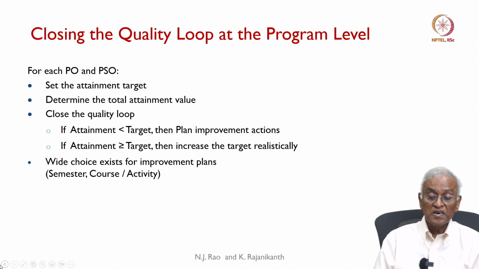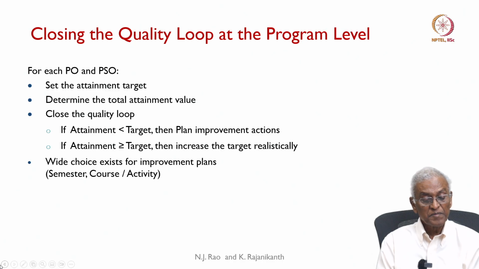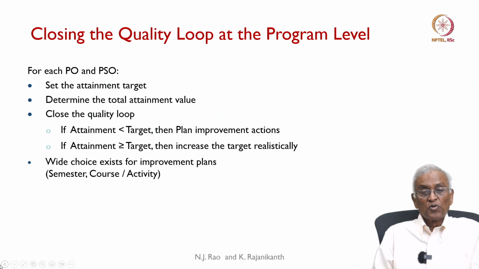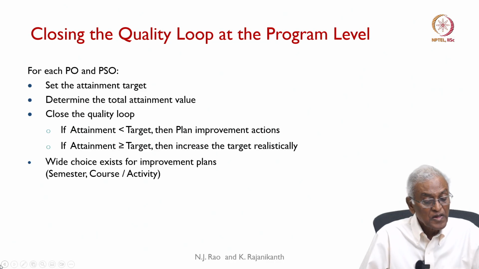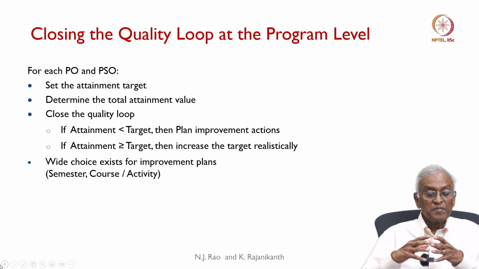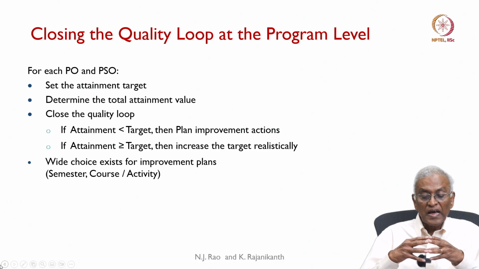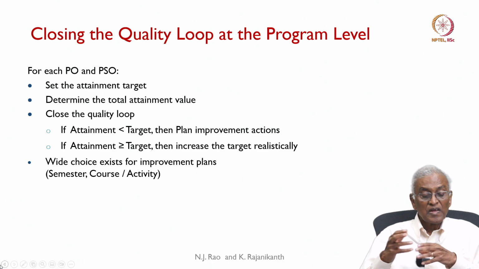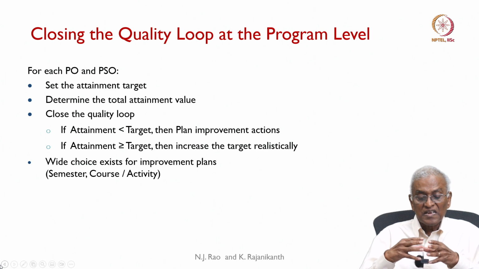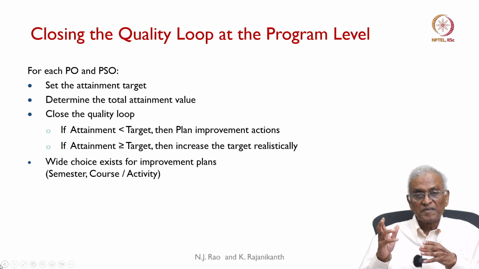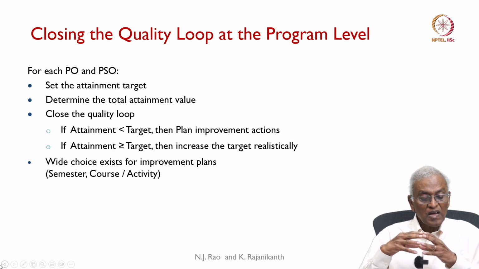And how do we close the quality loop at the program level? For each PO and PSO, set the attainment target. Determine the total attainment value, that is, both direct and indirect will have to be combined. Close the quality loop. If the attainment is less than the target, then plan improvement actions. And if the attainment is greater than the target, then increase the target realistically. That is, for the next batch, I will set a slightly higher target. And wide choices exist for improvement plans.